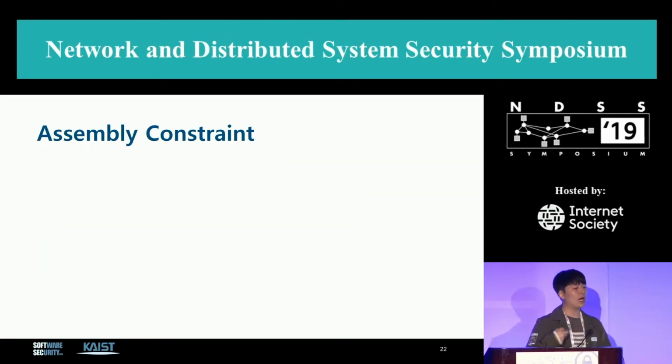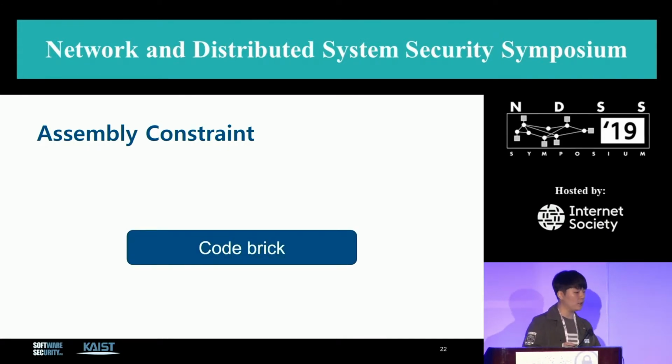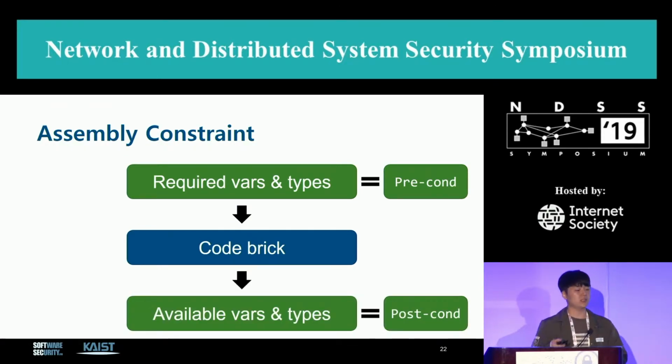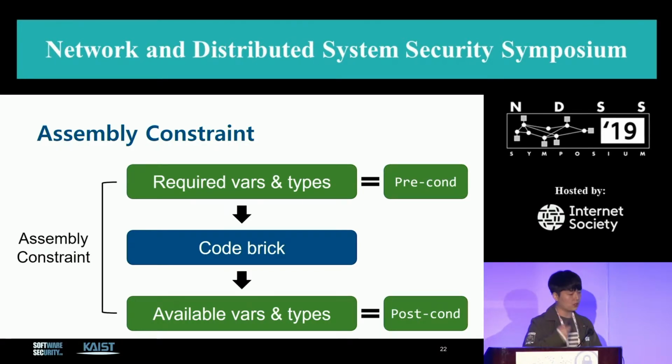Now, it is enough to know how we make code bricks and the code brick pool. So before introducing how we did, let's see what an assembly constraint is. First, a code brick is a snippet of JavaScript code. It can be anything, but in our implementation, it is a JavaScript statement. And a code brick may require some variables to be defined. We call such a condition the precondition of the code brick. And the code brick defines several variables, and those variables will be available after executing the code brick. We call them the postcondition of the code brick. And both conditions become the teeth and holes for our code bricks, and we call them assembly constraints.